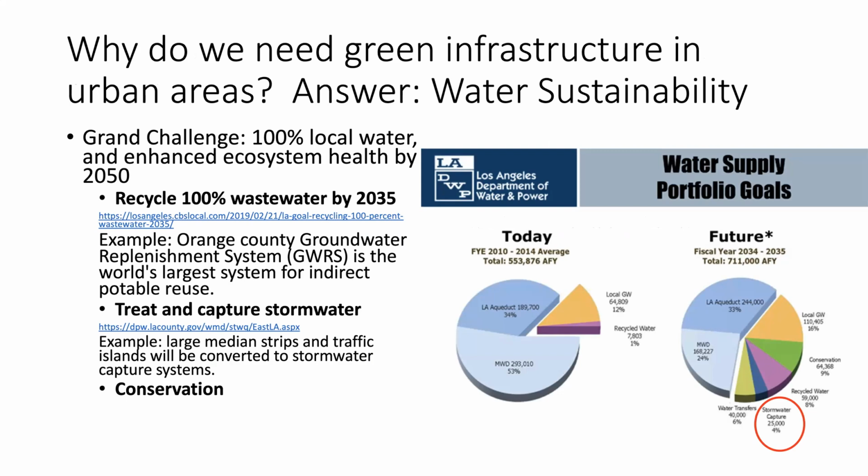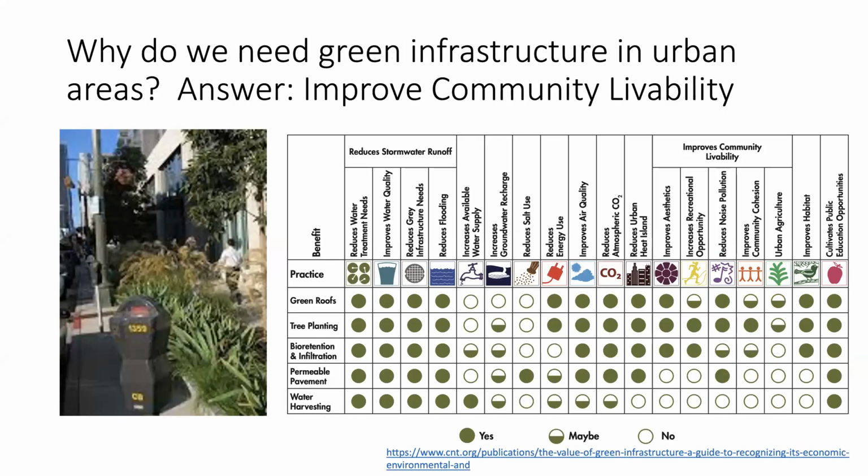In fact, Orange County installed the largest system to recycle or reuse wastewater for drinking water, and they use green infrastructure to inject this recycled water into the ground so that it can be treated naturally, and then it will be used. Again, these are many different positive aspects of green infrastructure, so you can see all that.